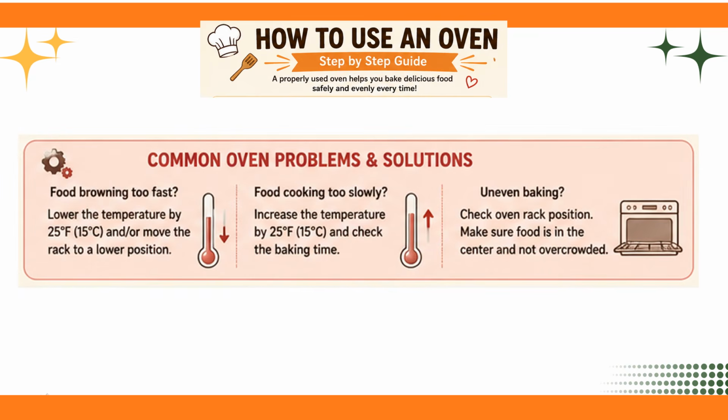The following are the common oven problems and solutions. Food browning too fast. Lower the temperature and move the rack to a lower position if the fire is on top. Food cooking too slowly. Increase the temperature and check the baking time. Uneven baking. Check the oven rack position. Make sure the food is in the center and not overcrowded.